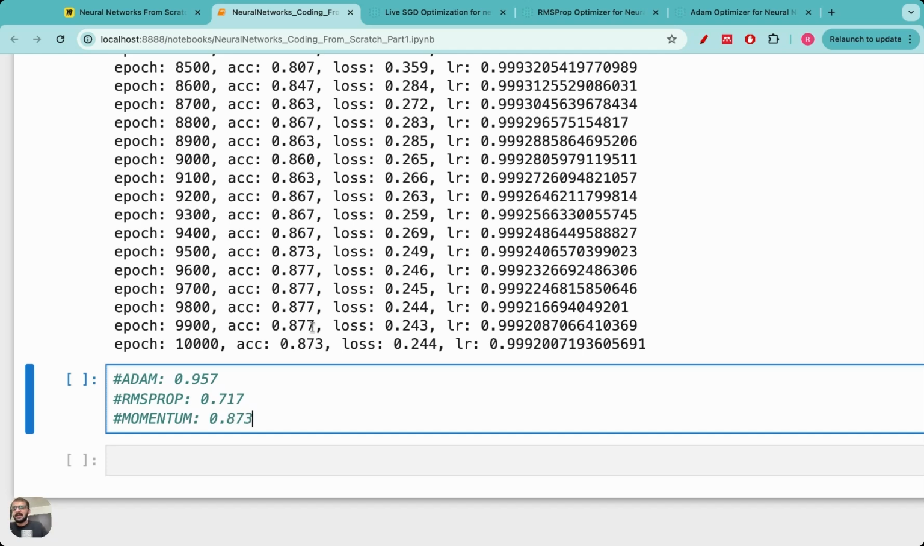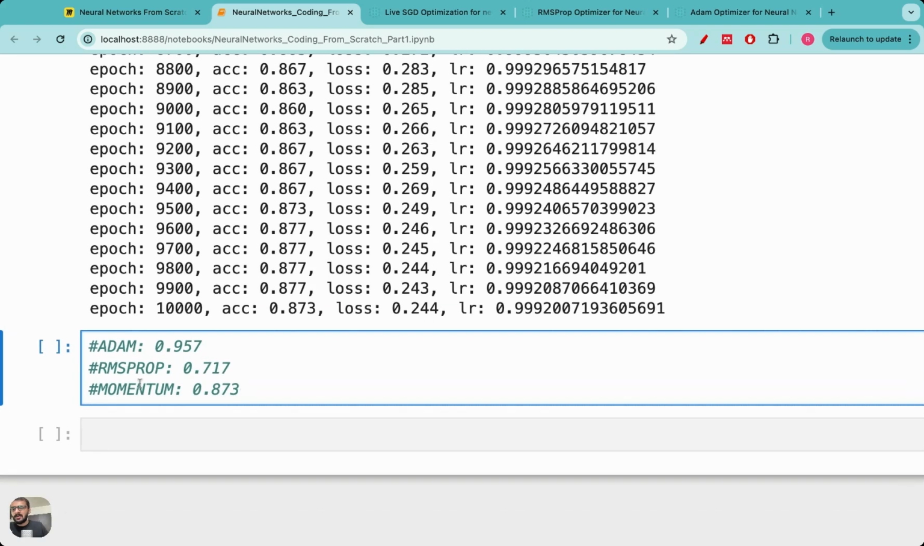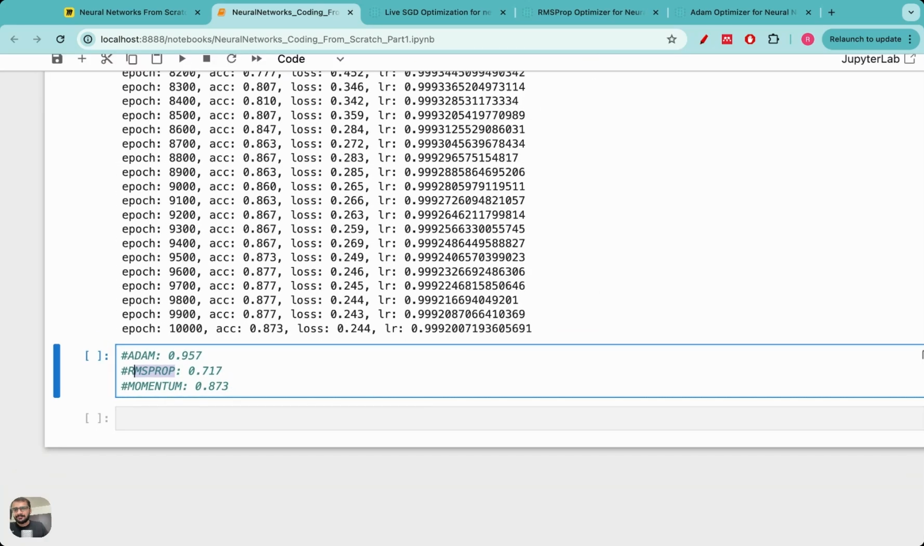Sometimes when you run different iterations, you will see that the momentum accuracy is as high as Adam. So momentum is good, but for all other problems of neural networks and machine learning, the Adam optimizer is the best optimizer to get started with, because it takes into account the momentum, plus it takes into account the adaptive learning rate or the cache term which is used in RMSProp.